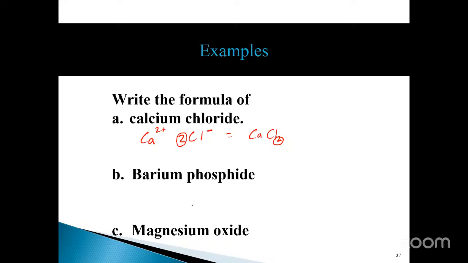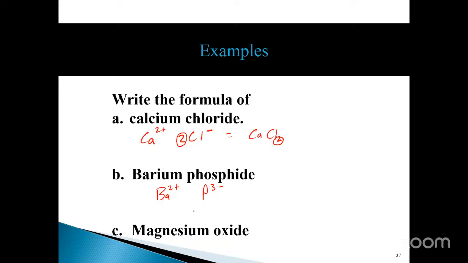Any questions about that example? Okay, so for the next one, you're given barium phosphide. So again, you'll consult the table, and when you look up the formula for the barium ion, it is Ba2+. And then when you look up the formula for the phosphide ion, it is P3-. All right?